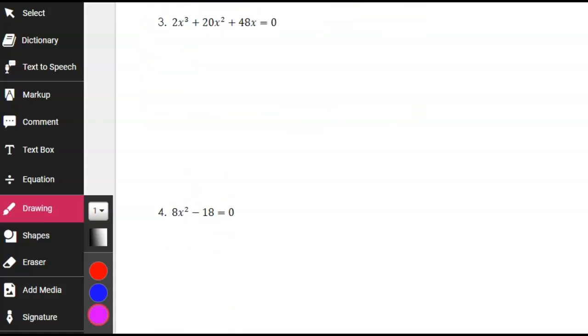All right, number 3. Ooh, what do you notice about number 3? It looks like it's almost in standard form and it equals 0, but I notice that we can take out a GCF. Not just of 2, but of what? 2x. So what I'd like for you to do is pause your video, take out the GCF, factor, and see if you can find the solution set. Pause your video and check back for the answer.